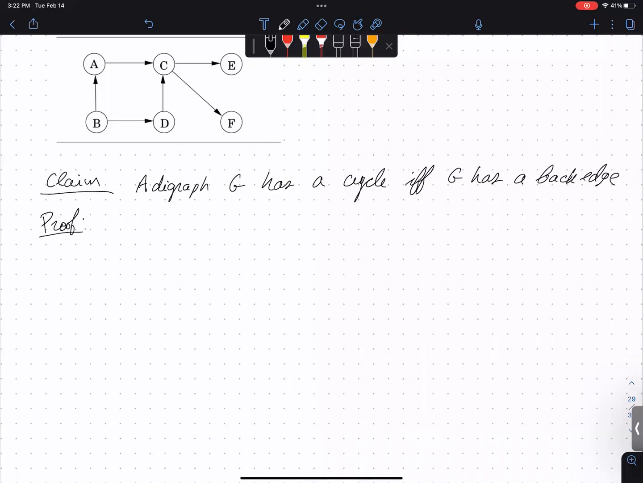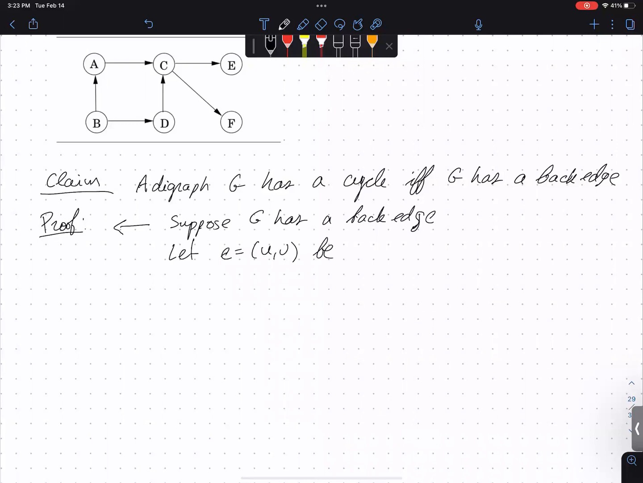Okay, so for the proof, remember, if and only if, so we have basically two separate parts that we want to prove. Let's look at the first direction, from right to left. Suppose G has a back edge. And let E, the edge E from U to V, be a back edge. Because there may be many back edges, let's fix one. We need to show that G has a cycle.